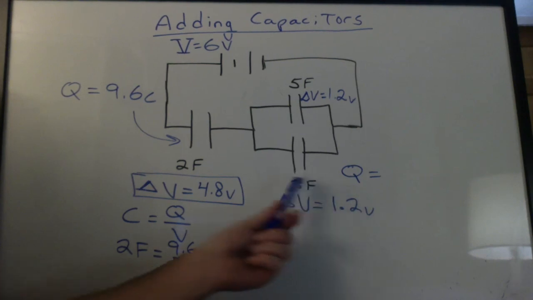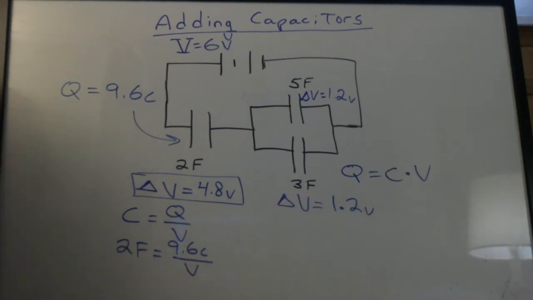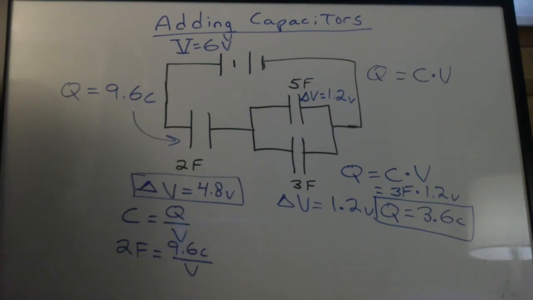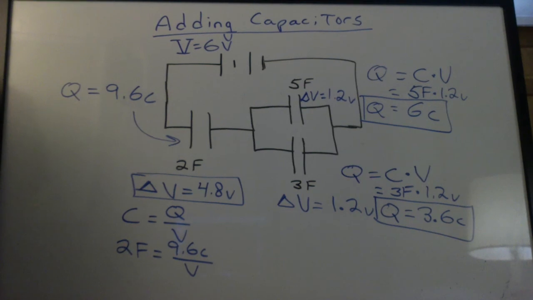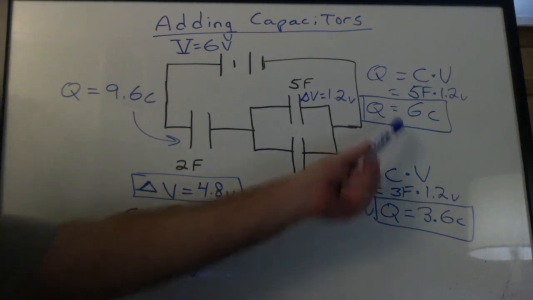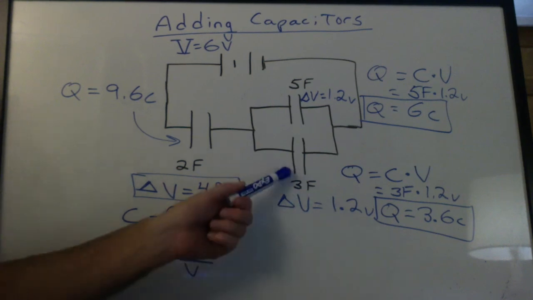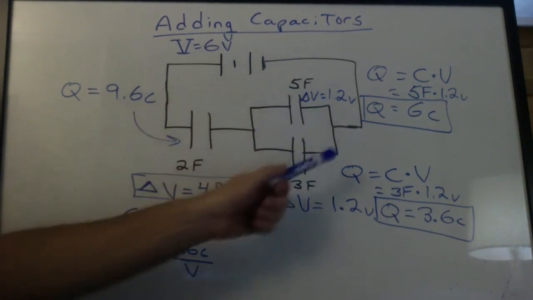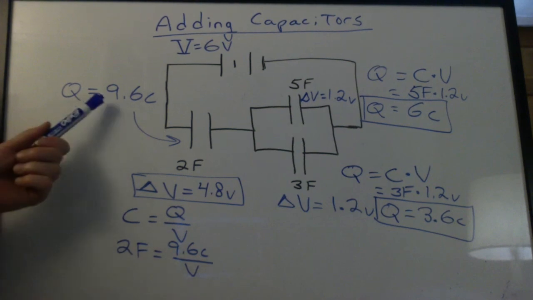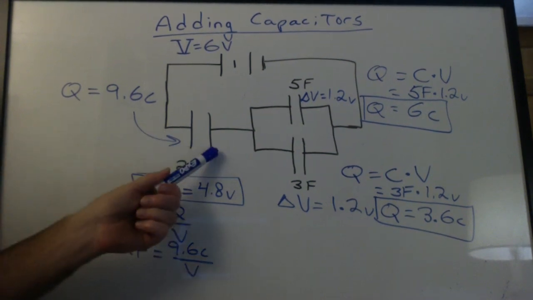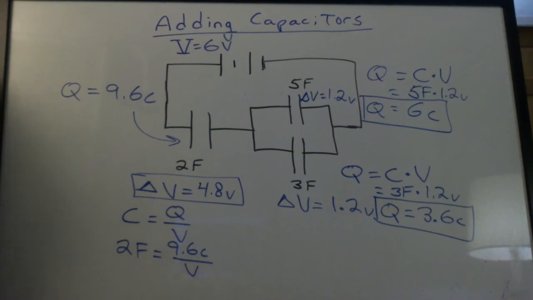So how much charge ends up on that capacitor? It'll be the capacitance times that voltage. 3 farads times 1.2 volts. And that's 3.6 coulombs. Now how much charge will go on that capacitor? Same idea. Let's check this out. What's 6 plus 3.6? The total charge coming in here is going to be 9.6 coulombs. Hey, that's how much charge came into this capacitor, and we already learned that that is how much charge has to flow out of it. So it all checks out.